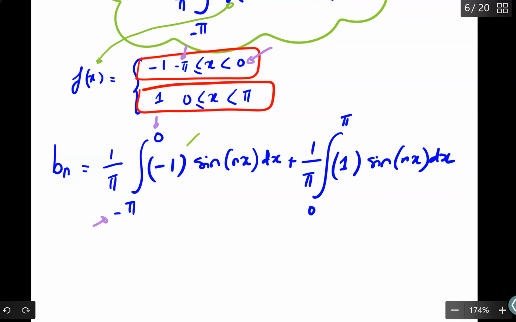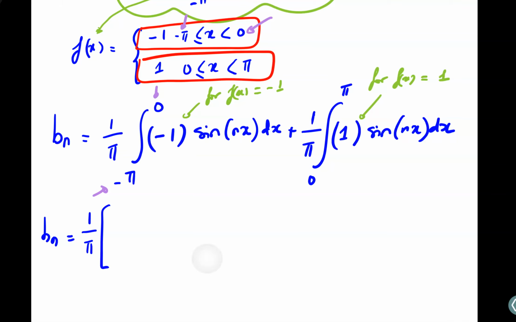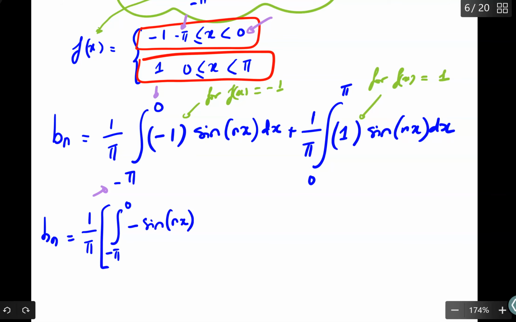Okay, so let's make a note here. This is for f(x) equal to -1, and this is for f(x) equal to 1. Alright, so we have to integrate this. It's not that difficult at all. Before we can integrate this, I would like to factor out the 1 over n. Inside the bracket, I should be left with the integral of negative pi to 0. I will take -1 times this sine of nx, so I will put negative sine of nx, dx. I already pulled the 1 over pi outside the bracket, so in here I should be left with adding the integral from 0 to pi of sine of nx dx.